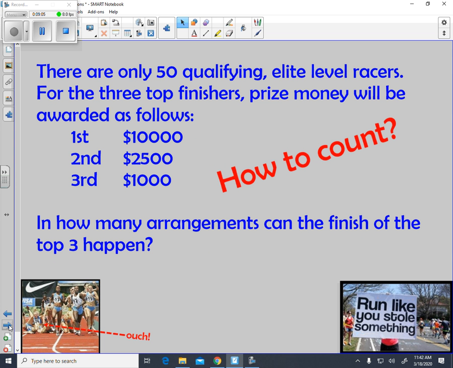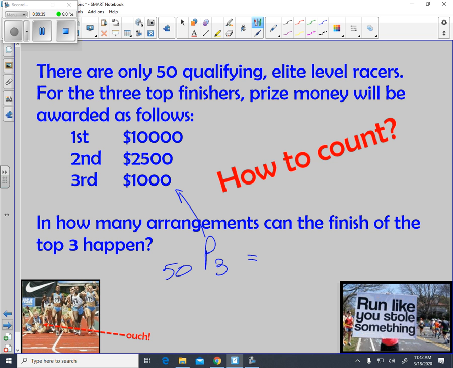So one more permutation problem, at least I think it's a permutation problem. If you're running in a race, isn't the order important to you? The order of finish is important. So I'm assuming it is here for these runners as well. And in this case, there are 50 elite runners that are running for prize money, and it's only the top 3 that we're worried about. And the order is important. That's why I chose permutation in this scenario, because the order is important.